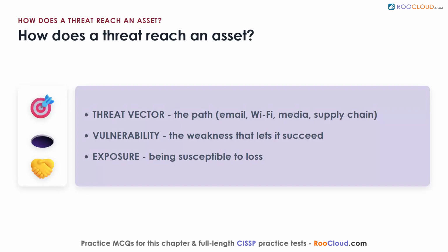How does a threat actually reach an asset? Through a threat vector and a vulnerability. A threat vector is the path an attacker uses to reach a target, like email, a Wi-Fi network, removable media, or the supply chain. A vulnerability is the weakness that lets the threat succeed, a flaw, an oversight, or a missing safeguard. Exposure is simply being susceptible to loss because that weakness exists. Picture an unlocked side door in a warehouse. The door is the vulnerability, the alley behind it is the vector, and standing there unguarded is the exposure.